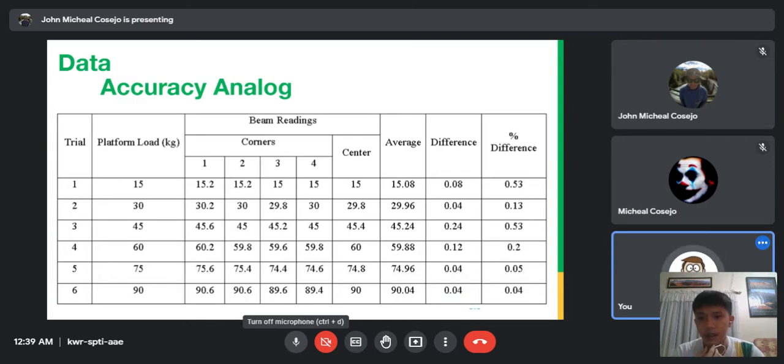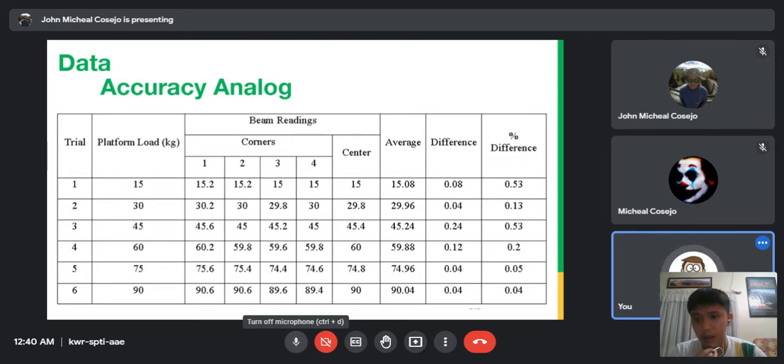And this is the data gathered by the experiment we've cited. The first column is for the trials 1, 2, 3, 4, 5, 6, and the second column is platform load, which has the 15, 30, 45, 60, 75, 90 kilogram weights. The third column is the beam readings. The beam readings has five corners, which is corner 1, corner 2, corner 3, and corner 4. And the fifth corner is the center.